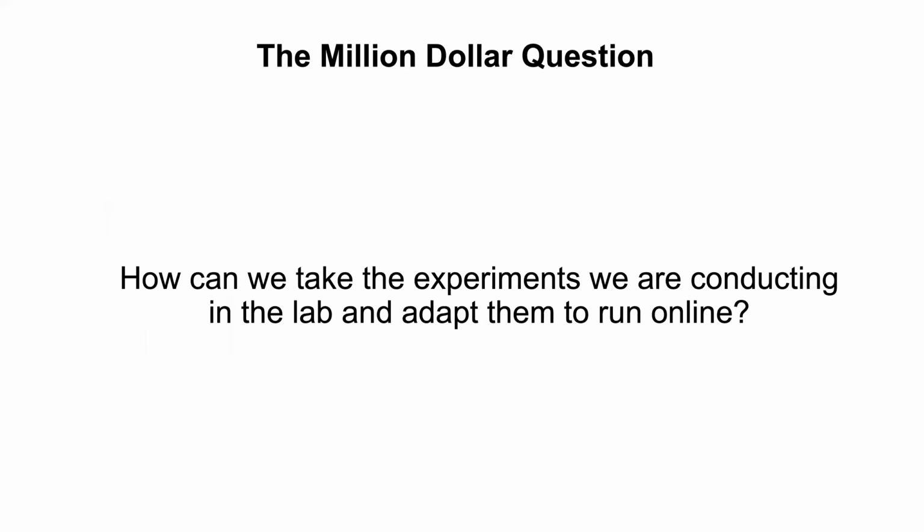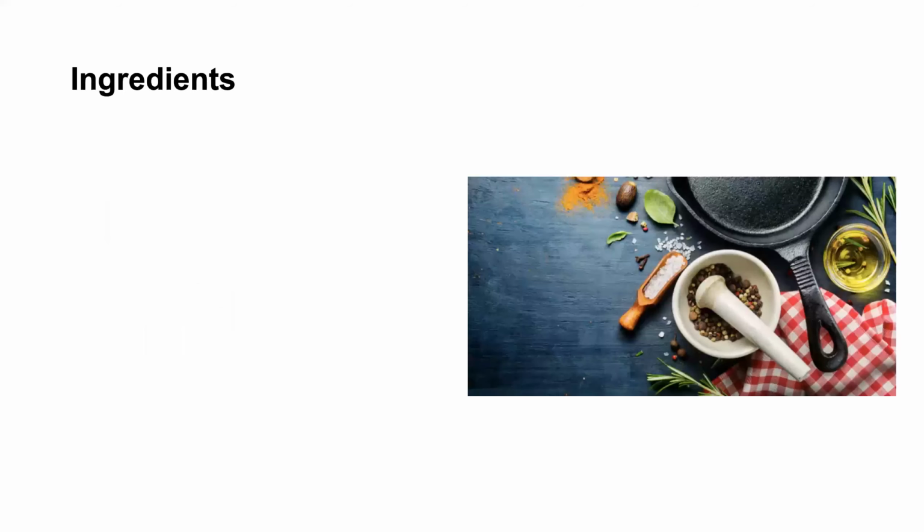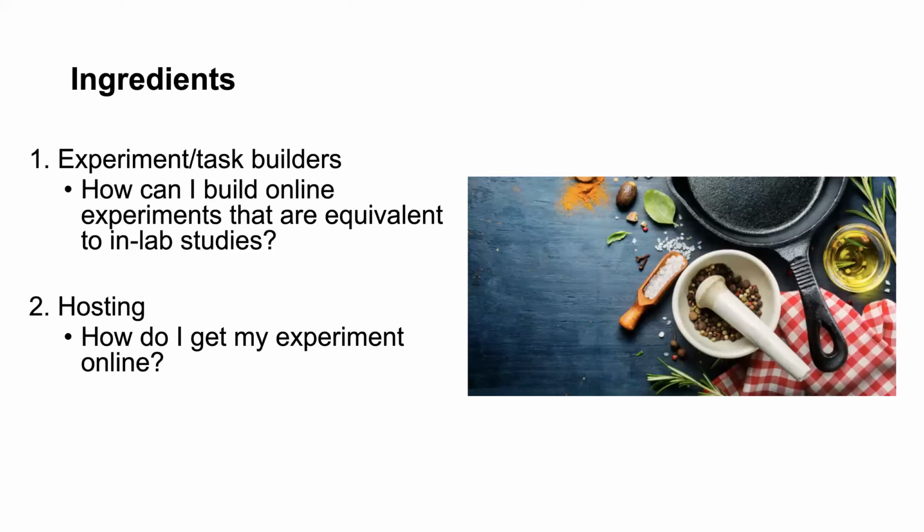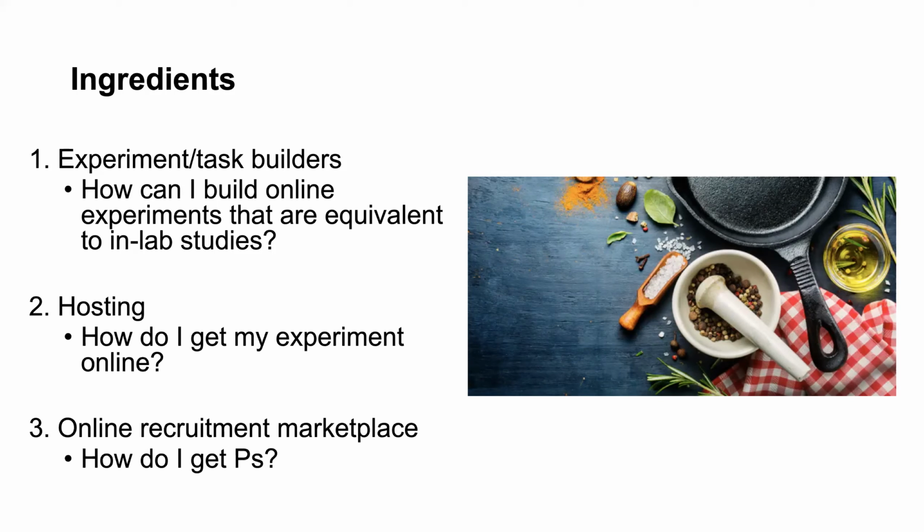So hopefully maybe I've convinced you about online studies and why they are worth pursuing. So the question, or the million-dollar question, is how do we take those experiments that we're conducting in the lab and how do we adapt them and run them online? So what I want to do now is talk about these ingredients that are involved in this online recipe. And there's 3 main ingredients that you need to put an experiment online. So you need an experiment task builder, so you have to build that experiment. You have to host it somewhere on the internet. And you have to recruit participants. So these 3 ingredients I'm going to talk about in turn.